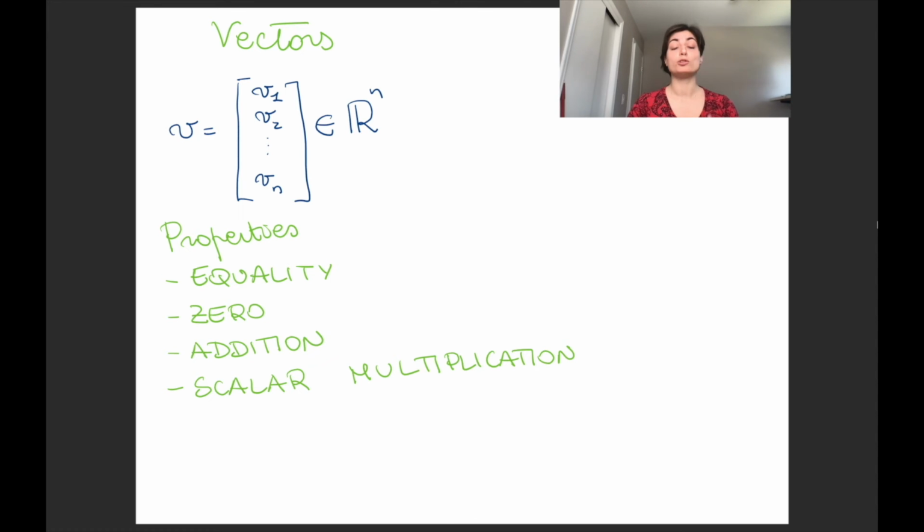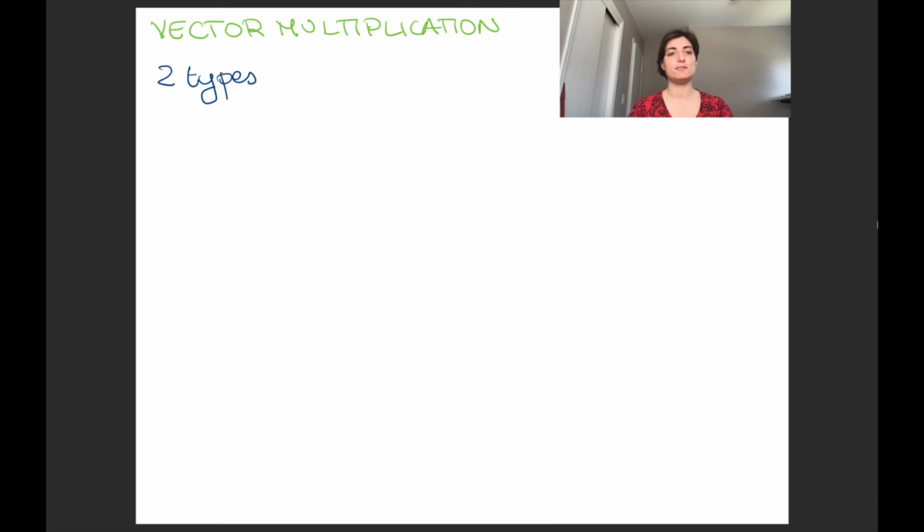The things that translate directly from matrices to vectors are equality, the zero vector, the addition between two vectors, and the scalar multiplication, so the multiplication by a real value. But we also have the topic of vector multiplications. We're taking two vectors and we want to multiply them with each other. There are two types of multiplication between vectors. Both types require the vectors to be of the same size, of the same shape.